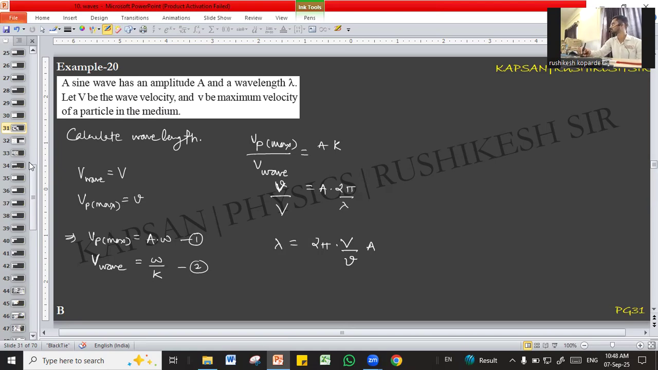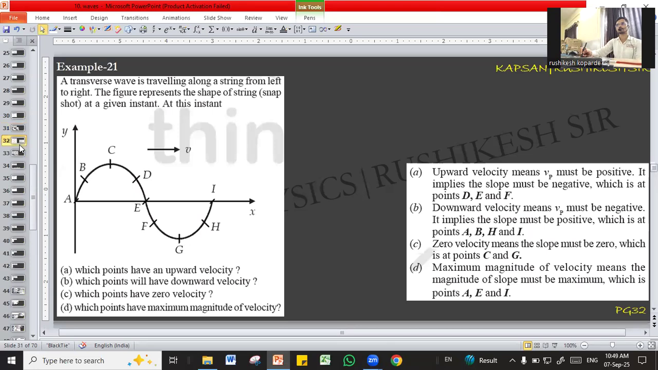Have you got this answer? You could have simply taken ratio to relate the given parameters. You have to find the answer of wavelength in terms of given parameters. Given parameters are amplitude, capital V and small v. Solve this.